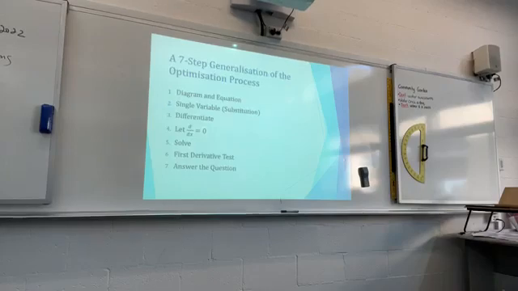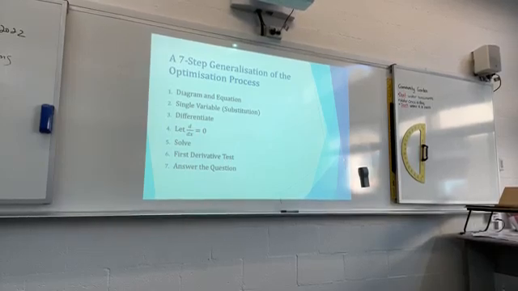So the seven-step generalization of the optimization process: you start off with a diagram and equation. It's important to think about whether you're going to draw the diagram. Just like I showed you last week with the distance travelled problem, you need to be able to draw the right angle triangle. Now, at this stage, we'll look at single variable only. We're doing substitution. Differentiate, and then you let dy/dx equal 0, and then solve it.